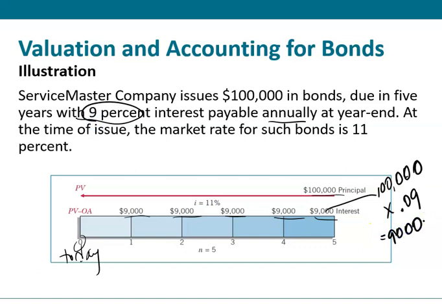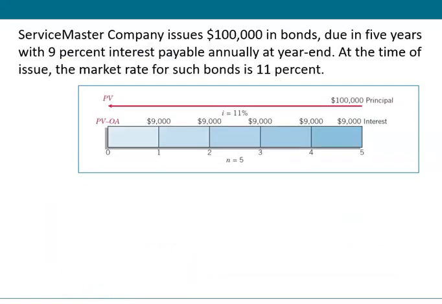So what is this bond worth today, at time 0? We need to discount the $100,000 back 5 years. We also need to discount each one of these $9,000 interest payments back to today's dollar terms. Let's take a look at that step by step on this next slide. Once again, we need to discount the $9,000. The first payment that's going to be made by Service Master is this $9,000 interest at the end of year 1.